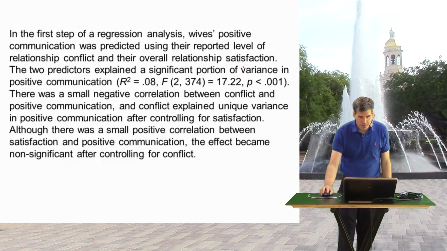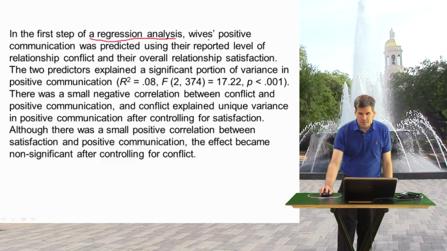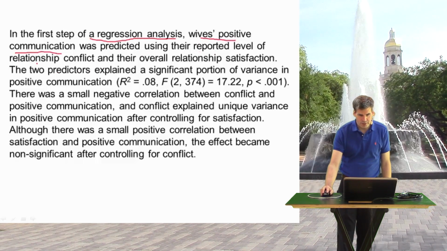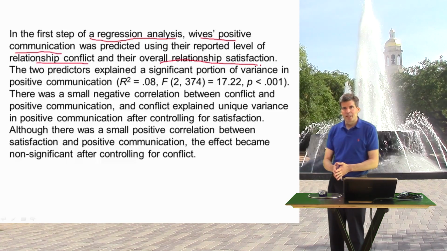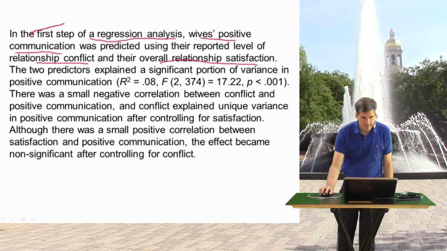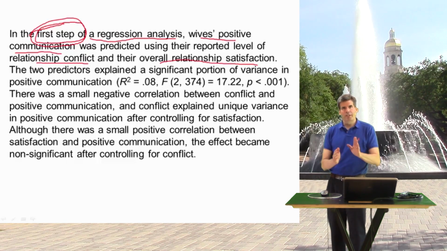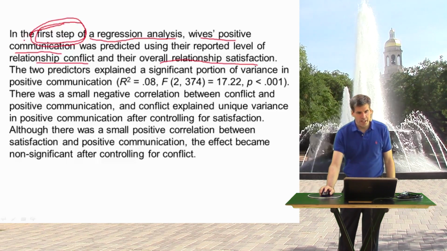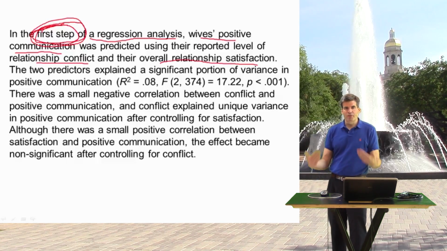As before, I have an initial sentence that tells the reader we're doing a regression analysis, and I name the outcome variable, Y's positive communication, and I name the predictors. It was predicted using their reported level of relationship conflict and their overall satisfaction. So that's almost identical to the same first sentence I gave you before. A couple things to keep in mind. One key thing is that here I have the phrase "the first step," and that's important to put in there, because when I say "in the first step," that cues the reader into the fact that we're going to do multiple steps here. So make sure you don't just say "in a regression analysis," but say "in the first step," because this paragraph is only going to be talking about that first step.